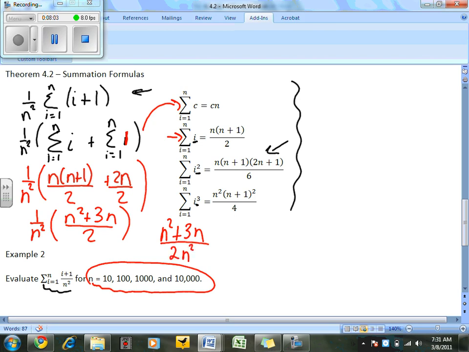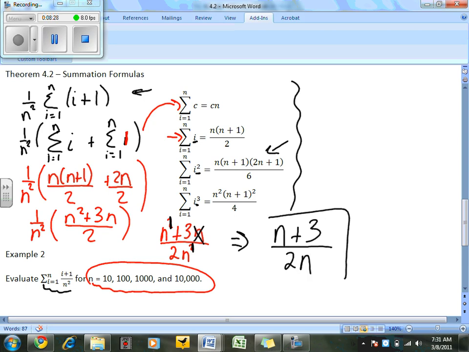And notice, since every term has an n in it, we can cancel one n out. So this can become a 1, this can become a 1, and this can cross out. So what we're left with, our very simplified form, is just n plus 3 all over 2n.